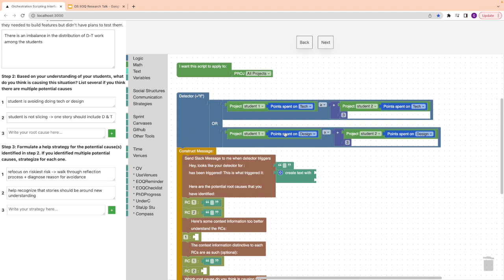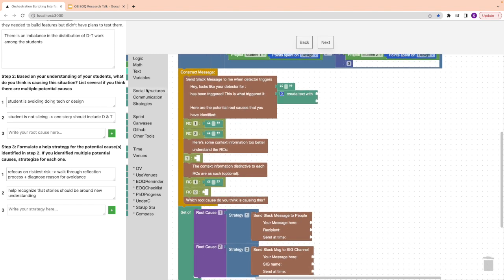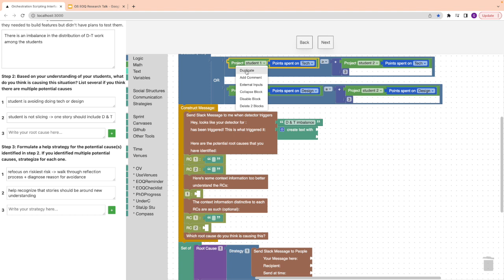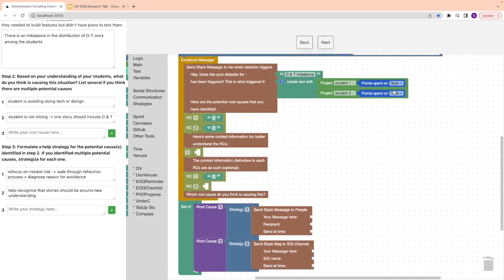So after this detector triggers, the system goes on to send a custom message to the mentor, which says, hey, looks like your detector for design and tech imbalance has been triggered. This is what triggered it. The mentor can use the specific data points that have triggered the detector to help themselves better understand what's going on.